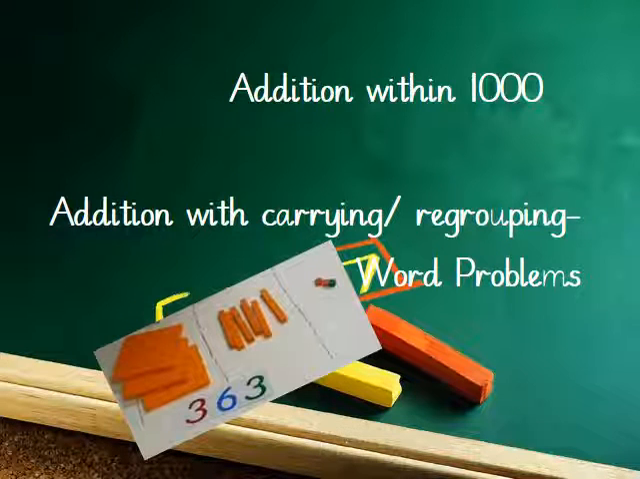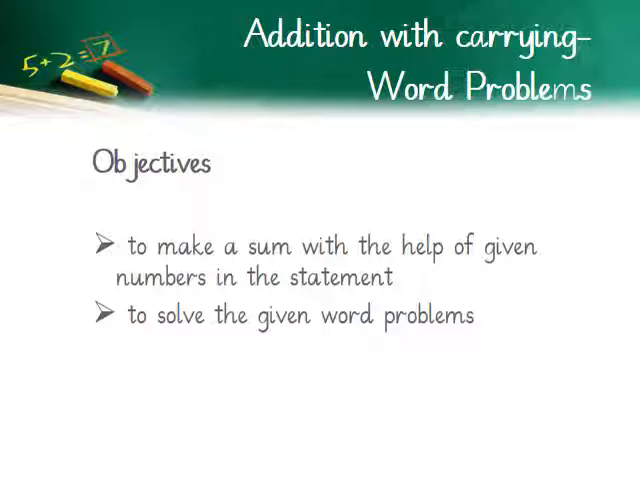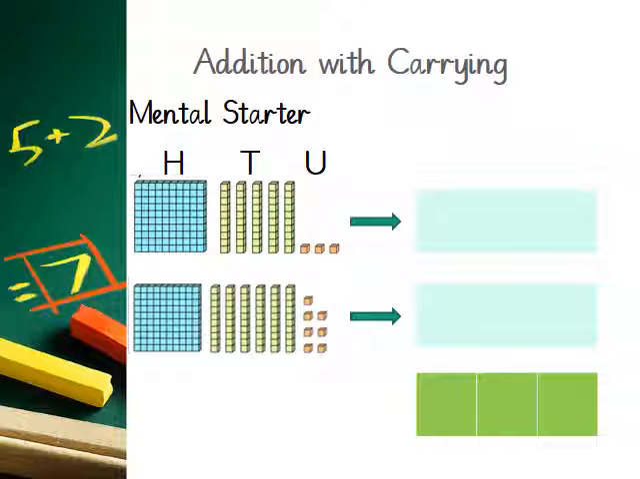Addition within 1000. This is the second chapter of mathematics textbook grade 2. This is the second lesson of week 5 and the topic for today's lesson is addition with carrying or regrouping along with word problems. Objectives for today's lesson are to make a sum with the help of given numbers in the statement, and to solve the given word problems.